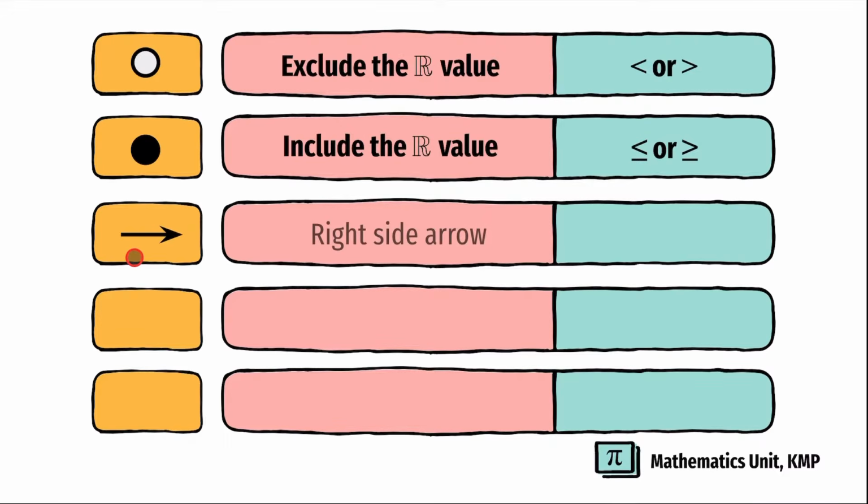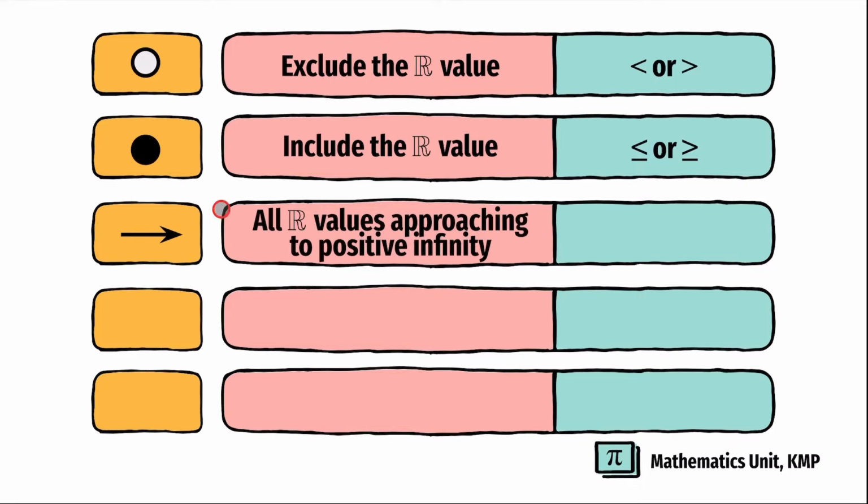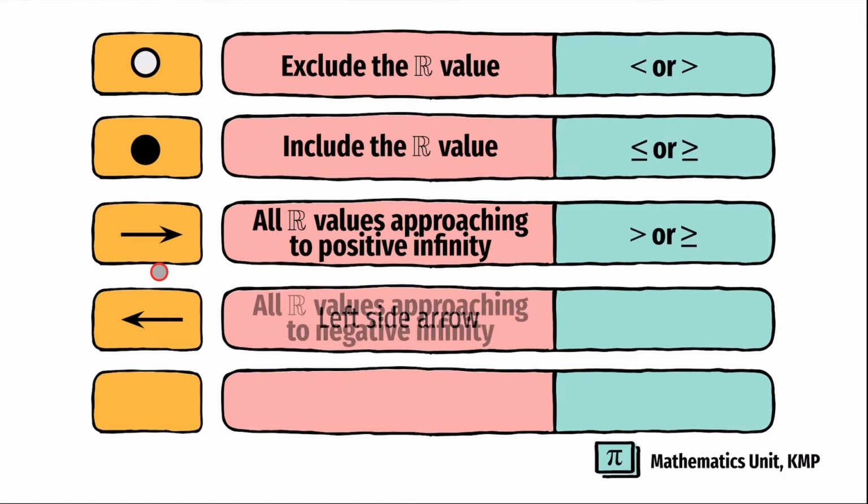This is a right side arrow, where we include all real values approaching positive infinity. And we use it with the symbol greater than or equal to. So we have the opposite arrow, which is called the left side arrow, where we include all real values approaching negative infinity.